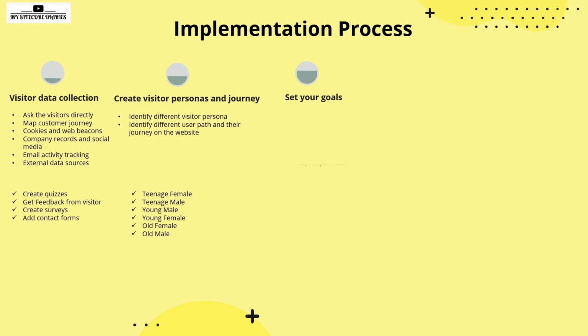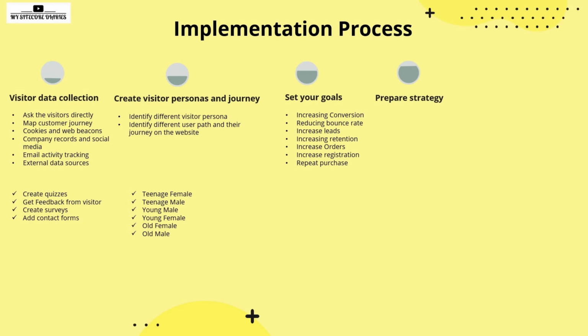The third step is set your goals. The goals can be anything with respect to your business or your website. It can be increasing conversion, reducing the bounce rate, increasing leads, increasing the retention of your customers on the website, increasing orders, registrations, repeat purchases. Based on your goal, you can define your strategies for how you can apply the personalization. So first you get the data from the visitor, you identify the visitor personas and journeys, and set your goals. Once you know the goals, then prepare the strategy.